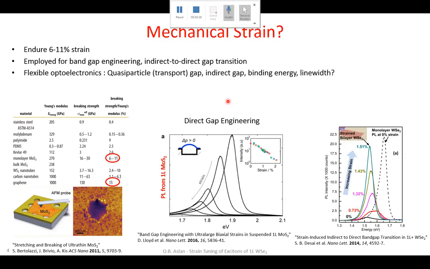So it is important to be able to use mechanical strain for flexible optoelectronics and to figure out how strain affects the quasi-particle gap, the indirect gap, the binding energy of the excitons as well as their line width. But what about using strain to probe the excitonic structure? What about probing it as well as tuning it?